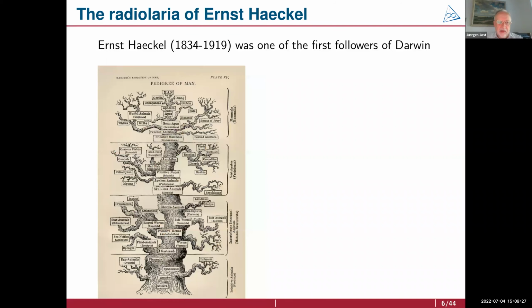And as a follower of Darwin, of course, he was interested in the tree of life. Here you see his picture of a tree of life with different species. The essential idea is that the leaves or the tips of the branches represent the extant species, and what is in the stem represents common ancestors of the branches that emerge from there.